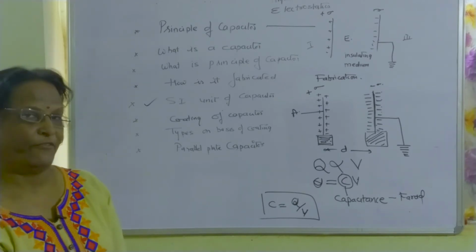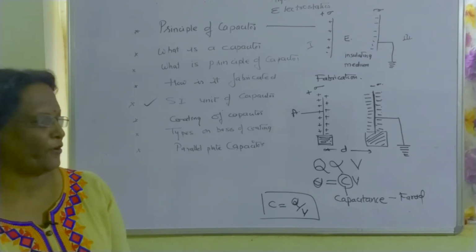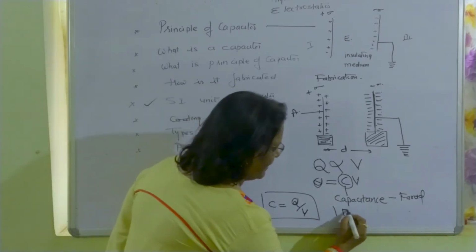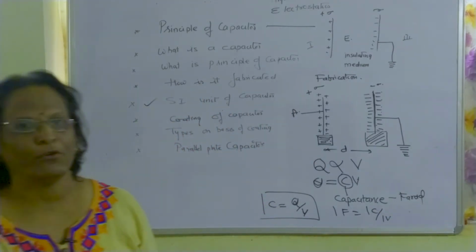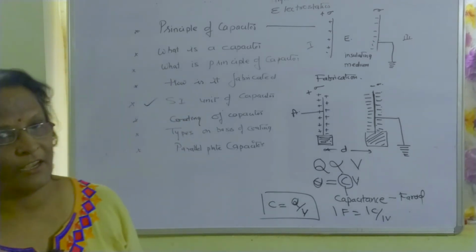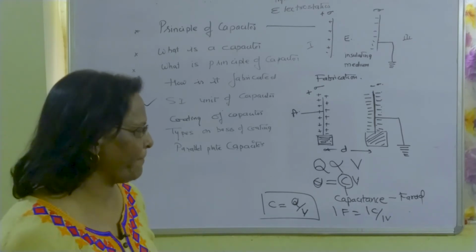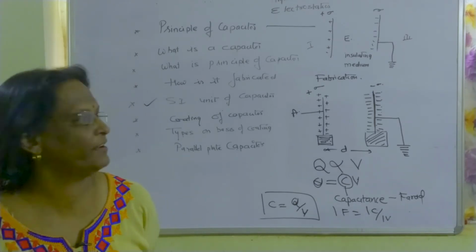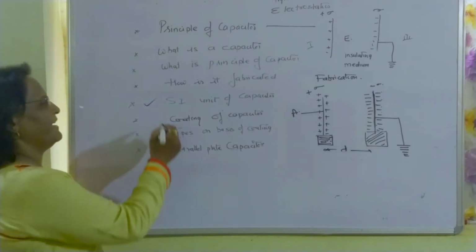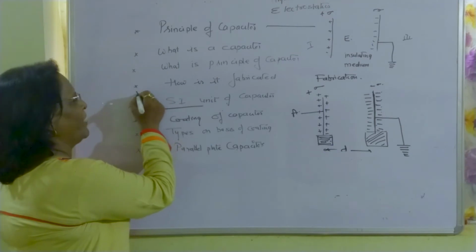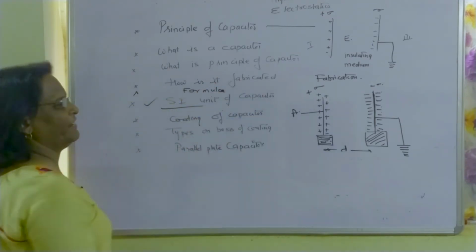Then how can you define farad? Farad is also the SI unit of capacitance. So the definition of the SI unit farad is 1 farad equals 1 coulomb upon 1 volt. So if 1 coulomb of charge can be supplied at 1 volt potential difference, the total capacity of that particular capacitor will be 1 farad. So this is the part which was to be explained as the SI unit. The formula is also explained here, and how it is fabricated is also explained here.